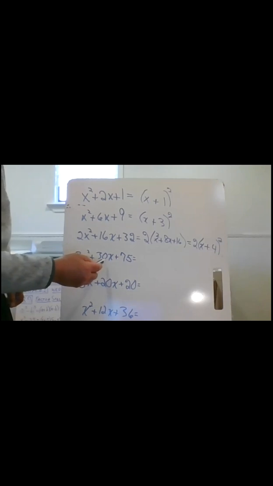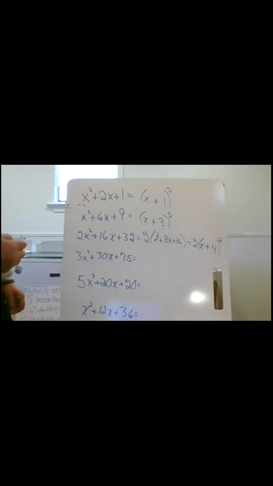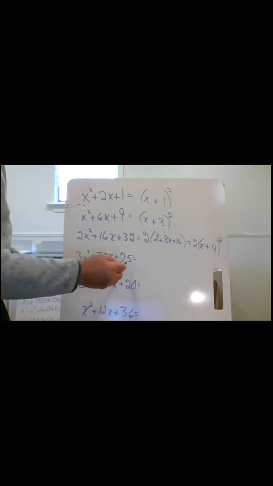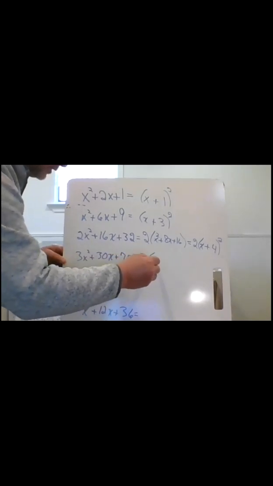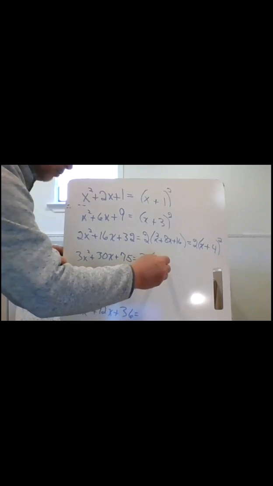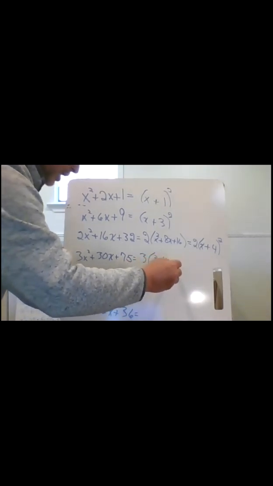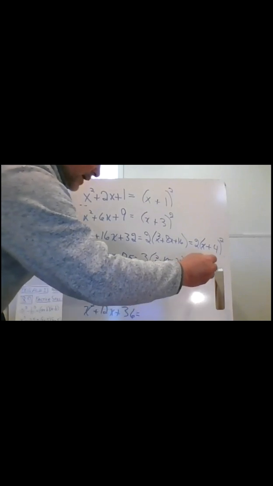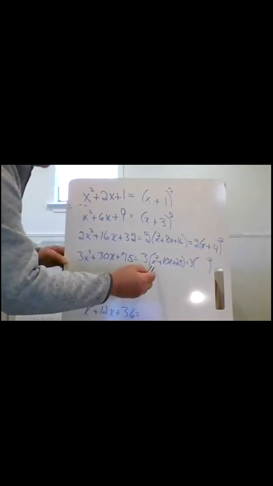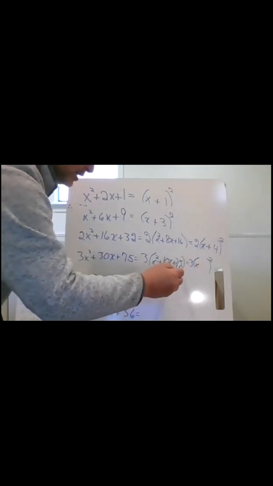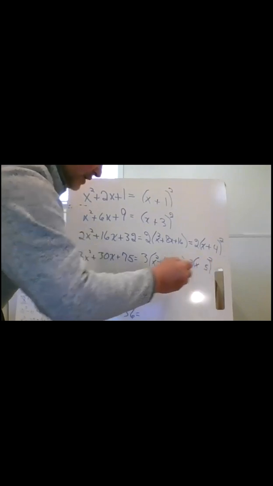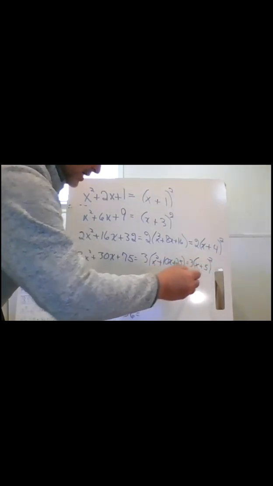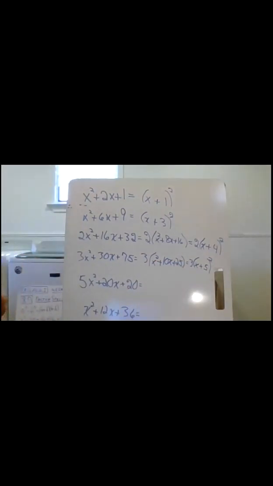All right, next problem. Take a look at it. And what do you recognize? A greatest common factor, right? And so what is it? It's a 3. So you take the 3 out, you get x squared plus 10x plus 25. And then you get 3, and you get what binomial? X squared gives you x, 25 gives you 5. And the plus there gives you a plus. And you get 3 times x plus 5 squared.